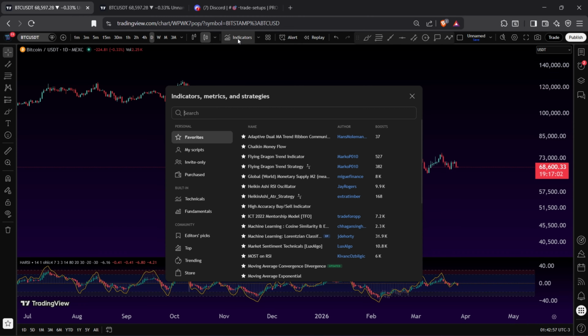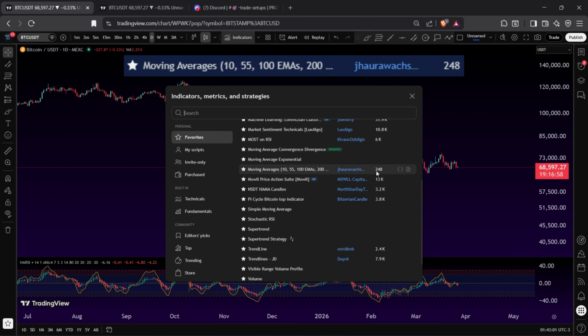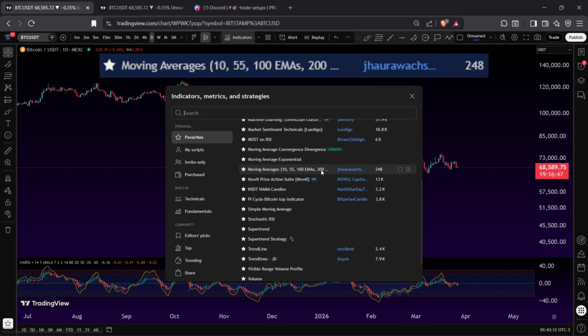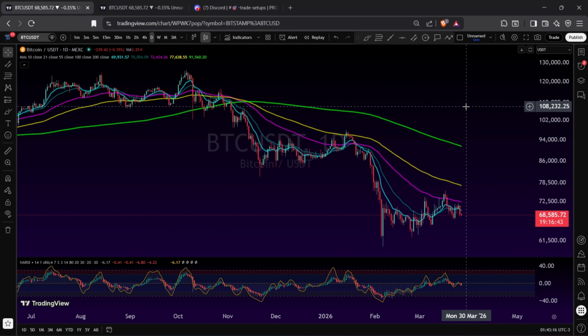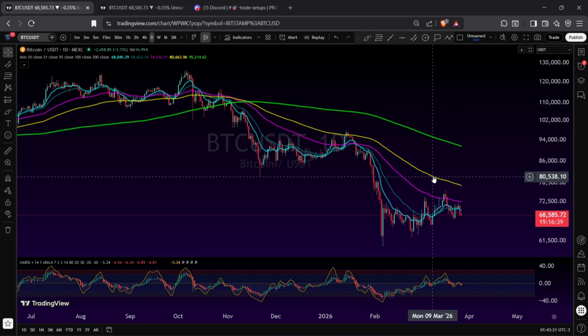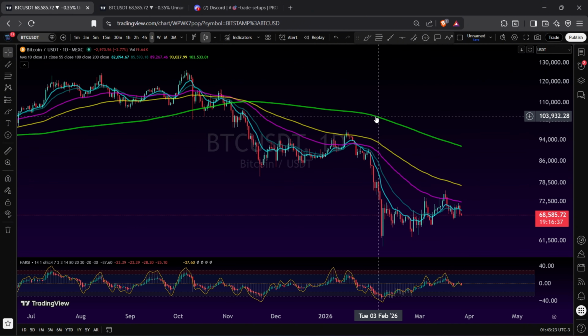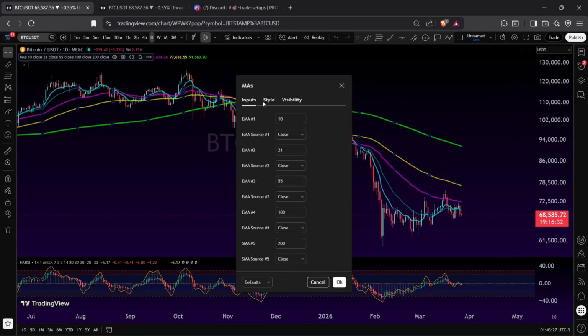The second addition to our chart is moving averages. Instead of cluttering the screen by adding multiple individual indicators, I'm using an indicator that aggregates multiple moving averages into a single script. Search for the 1 in your screen, created by the author Jara Waxman. This script plots the exponential moving averages for the periods of 10, 21, 55, and 100, alongside the simple moving average for the period of 200. Keep these on the standard settings to start.